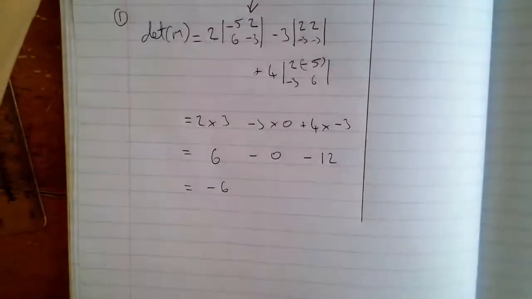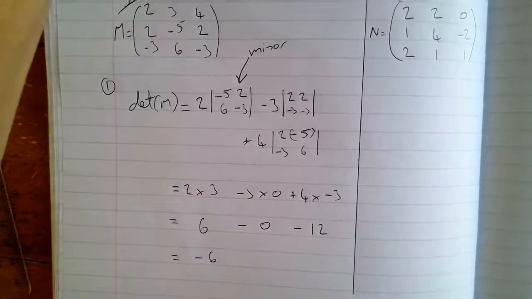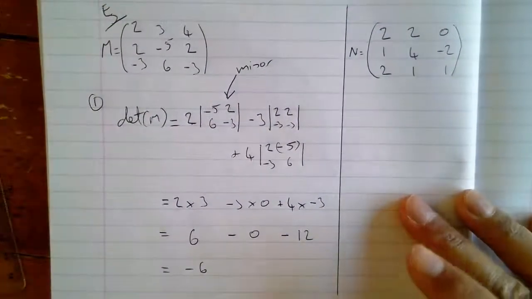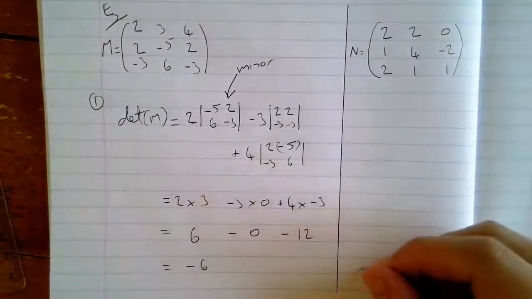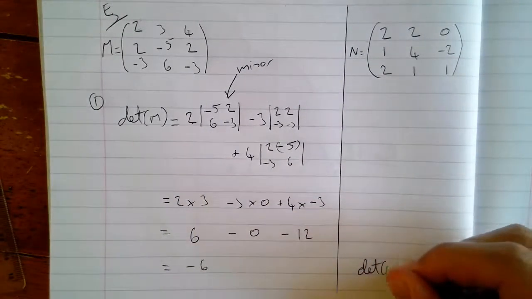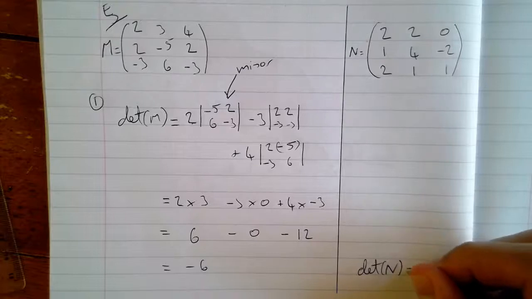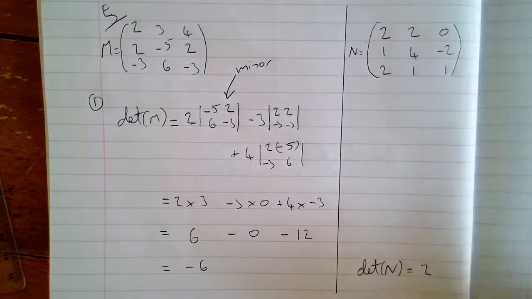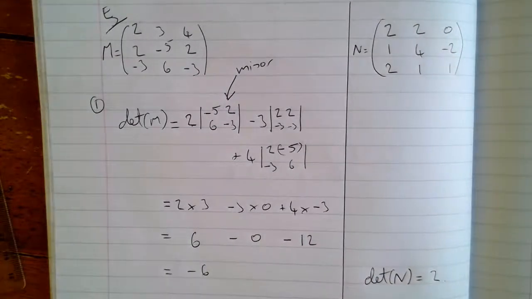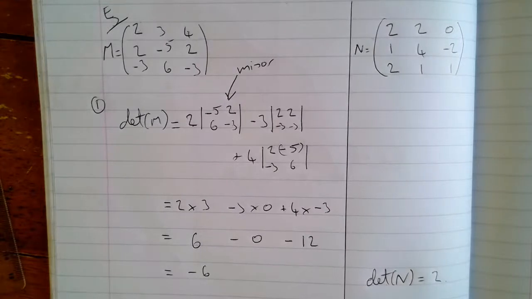So have a go at doing the determinant for your matrix n. You should find, if I'm right, that the determinant of n is 2. So just pause the video, do that determinant, and then come back to me, and we'll start looking at the minors.